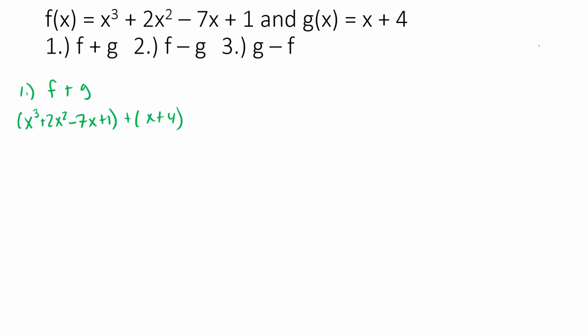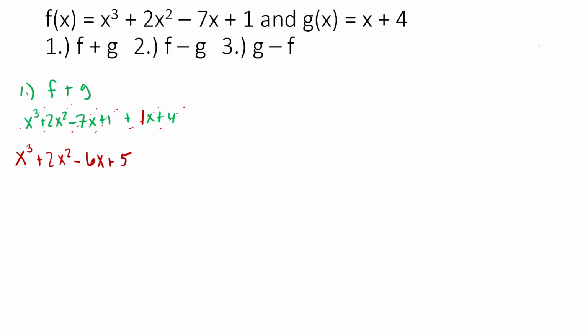If I were doing this on my own, I would not bother with those parentheses because I know that they are cosmetic and that I don't need to do anything with them. Now it's simply a matter of combining like terms. So we have x to the third. I'm just going to cross that off. We have a 2x squared that has nothing to combine with. Here we do though, we have negative 7x plus x. So that's negative 7x plus 1x, which will give us negative 6x. And then 1 plus 4 is 5. Okay, and that's our combining like terms.